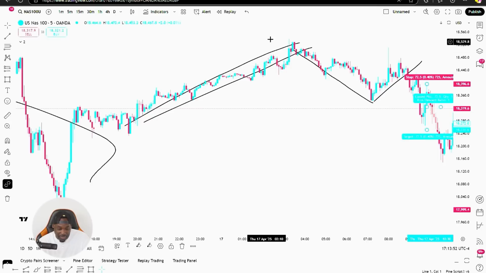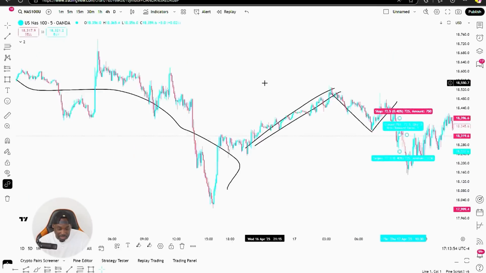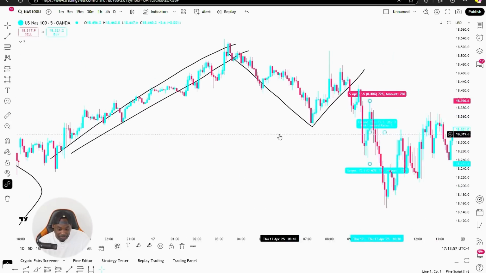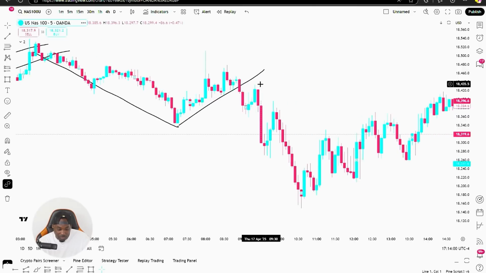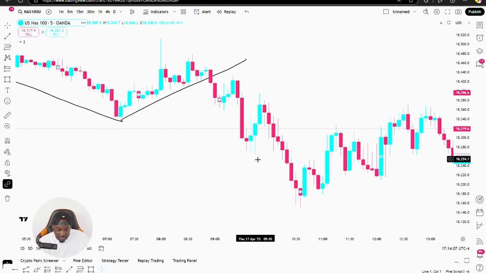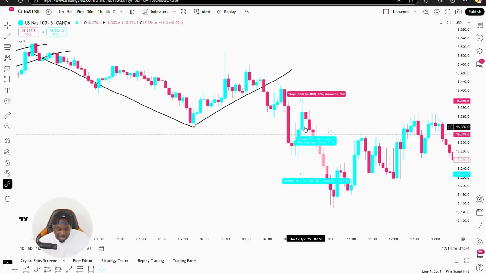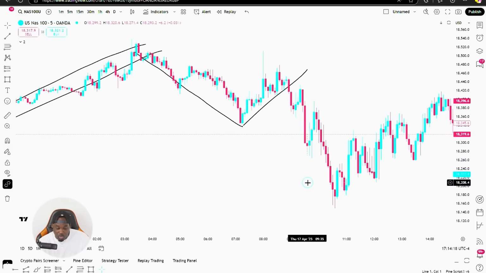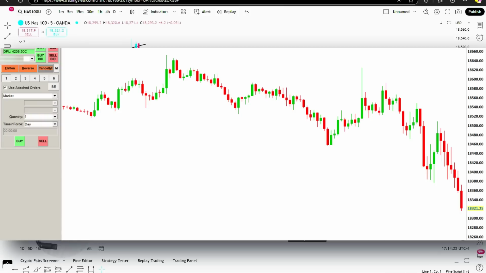So we have the environment, which is a reversal environment, right? And also we have the level, which is a supply. And then we have the entry, a red bar wiping out that nice strong green bar. And then we have a nice exit to the downside, looking for a quick scalp, okay? And on this trade, I made $4,206. So that was that trade, okay? So let me show you guys some more examples.